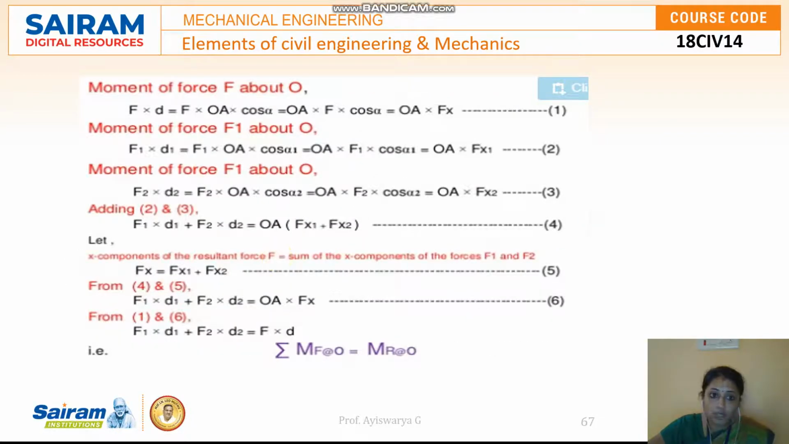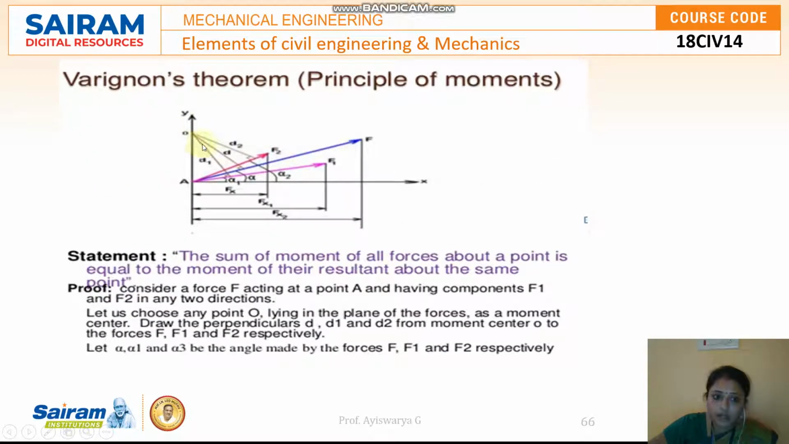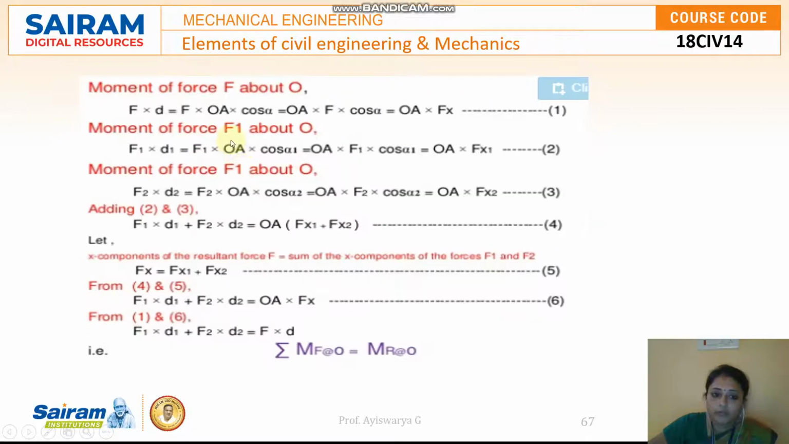How to do that, we shall see. For the moment of force F about O, if you take only the F force at point O, cos alpha is equal to OA by D, so the moment F into D is equal to OA into F cos alpha, so it becomes OA into Fx.